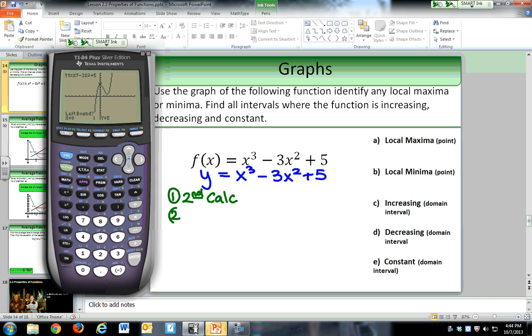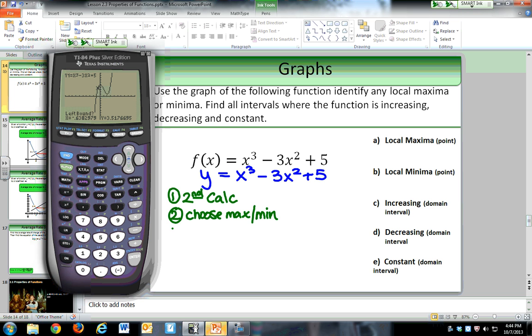So we're going to choose max or min, depending on what we're looking for. This time we're looking for the max. It says left bound. If you use your arrows from left to right, you can move that cursor back and forth. Since we're trying to find the maximum, my cursor needs to be to the left of the point I'm looking for. Here is my point. This would be to the right of it, and this would be to the left of it.